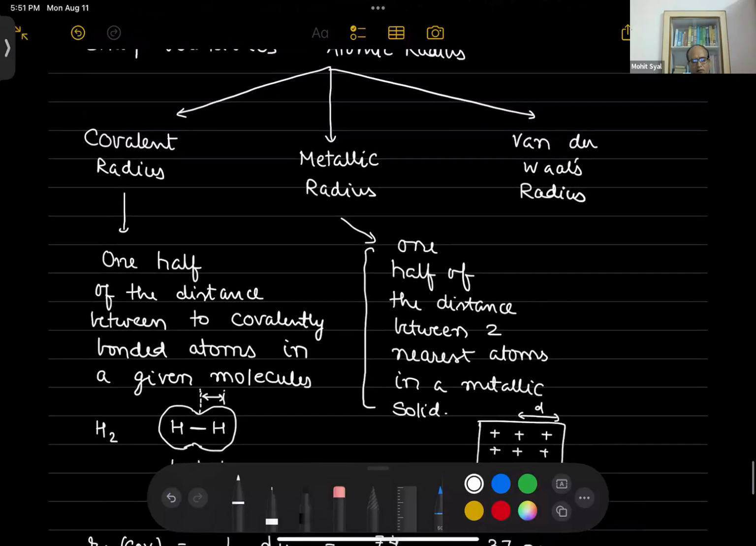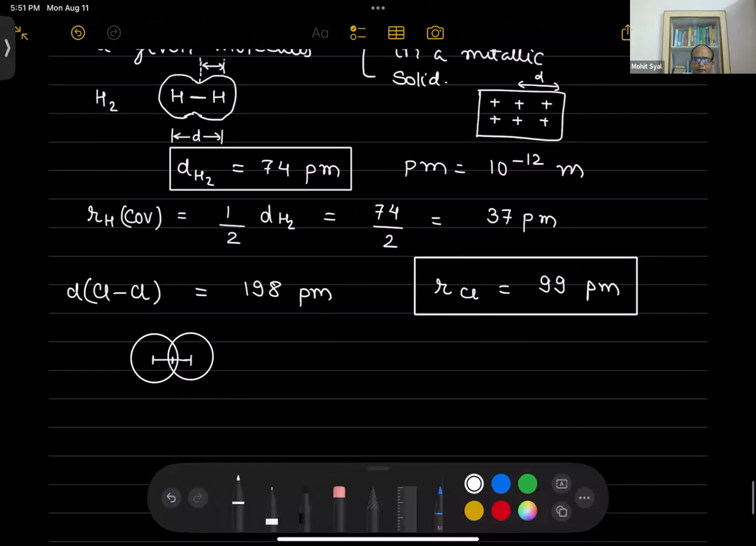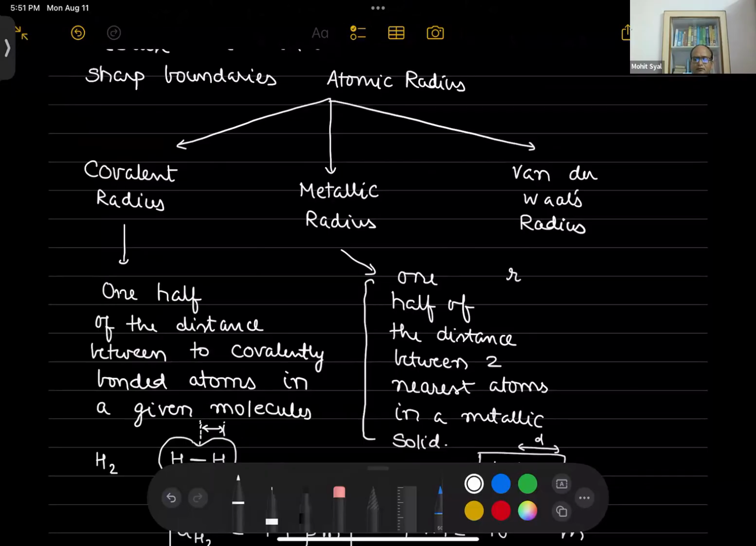Van der Waals radius. So metallic radius is larger than the covalent radius, right? Then you have van der Waals radius. That is a problem where you see that not all the atoms participate in bonding. Is it clear?